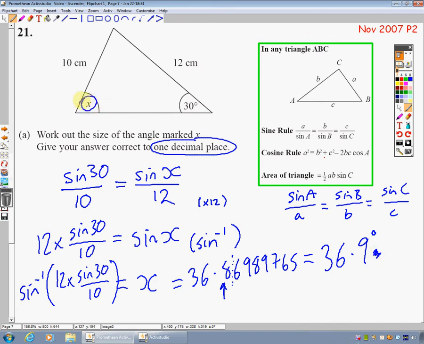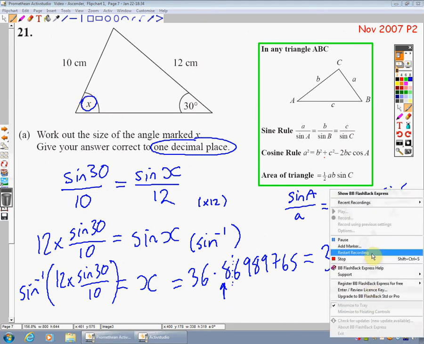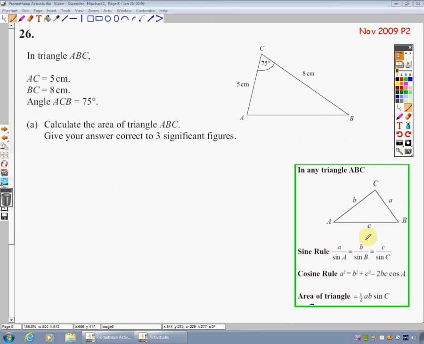Right, okay guys, back to me now. Have a look at this question. It says, in triangle ABC, so here's our triangle over here, AC is 5 centimetres, BC is 8 centimetres, and angle ACB is 75. Calculate the area of triangle ABC. So we know probably from year 7 that the area of a triangle is the base times the perpendicular height divided by 2. We haven't been given the perpendicular height, we've been given 2 lengths of the triangle. So for this, we need to use this formula again, it's on the front page of your paper.